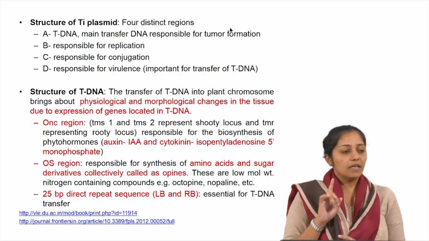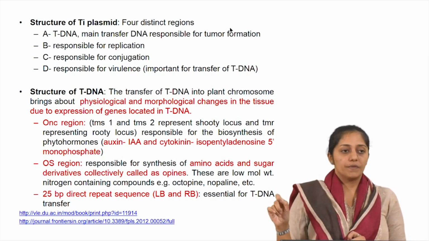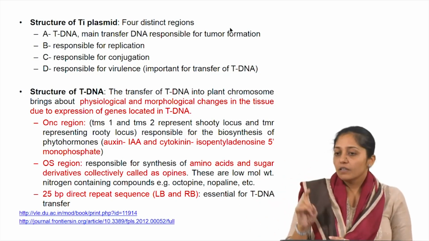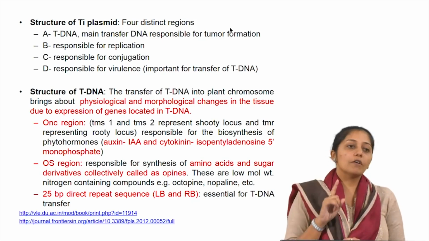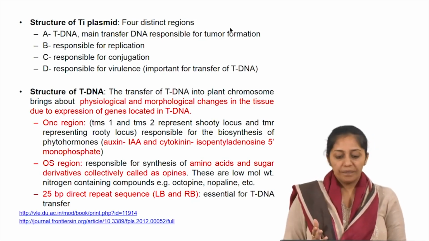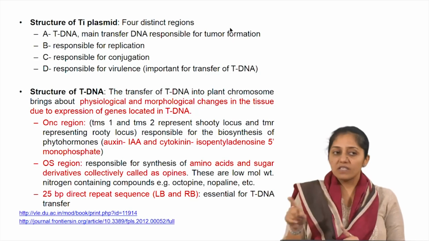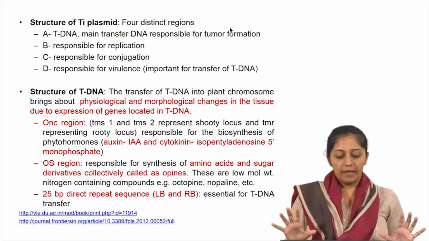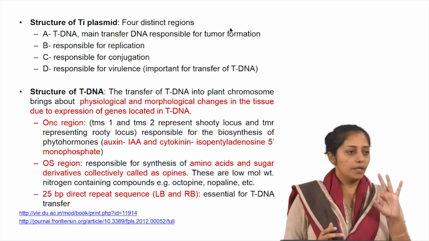The third region is responsible for conjugation, so pilus formation such that the transfer can take place. The fourth region is responsible for virulence; Vir genes are there. So it is important for processing and the transfer of tDNA. Now the structure of tDNA: it is broken down into 3 parts.